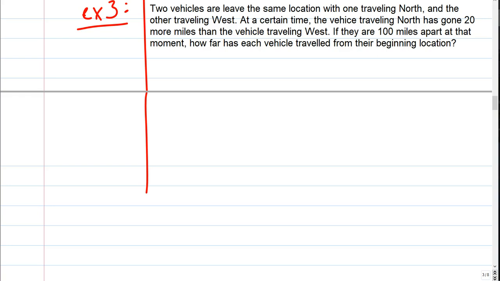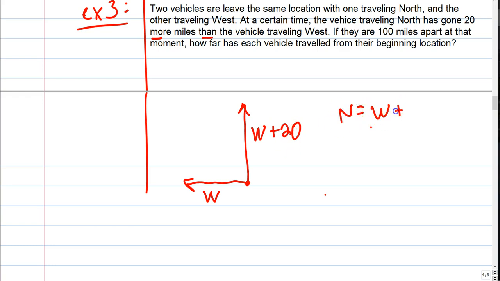What I find helps with this is we're going to draw a picture. We have a location that they're both leaving from. One vehicle is traveling north, the other vehicle is traveling west. And at one point, the vehicle traveling north has gone 20 miles more than the one traveling west. That 'more than' means we're comparing to the vehicle that's traveling west. So we'll call the vehicle traveling west W, and the north is 20 more than that. So rather than call this N, rather than have two variables, this is really just the value that west went plus 20 more. So the north is basically what? 20 more than the west.